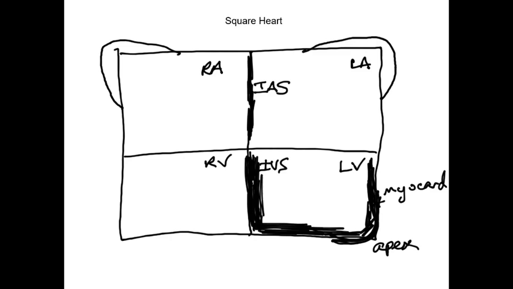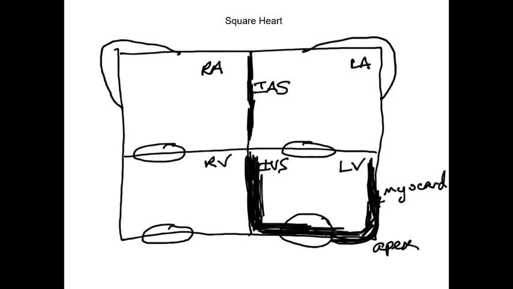I'm going to add a couple of valves. Here's a valve. These ovals are valves. And I'll explain what I'm doing here in a moment. But there are 4 valves in the heart. Okay, so that's the basic idea of the square heart. Now let's fill it in with the blood flow.